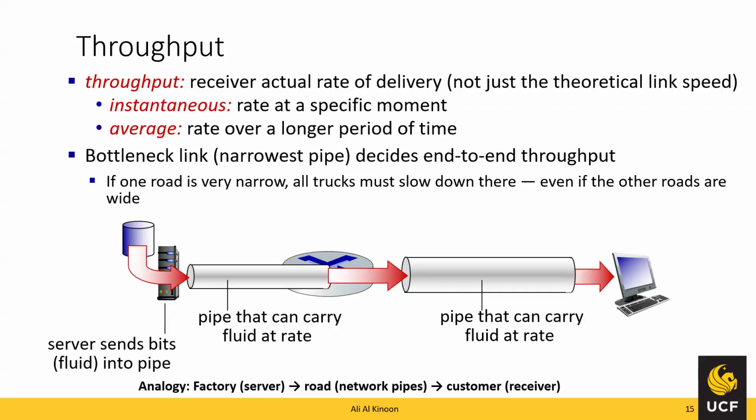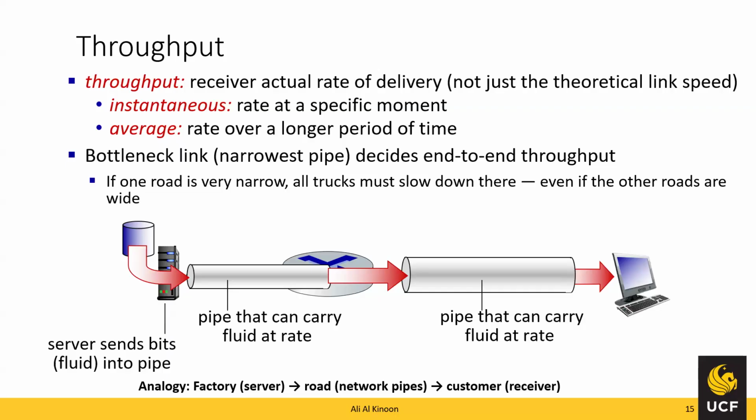And there are different blocks along the way. For the factory analogy, there are roads: narrow roads, roads that have congestion, a variation of roads. These are the network pipes. So basically, throughput is the receiver's actual rate of delivery, not just the theoretical link speed that we talked about. Instantaneous is the rate at a specific moment. The average is the rate over a long period of time. And the bottleneck link is the nearest pipe that decides end-to-end throughput.